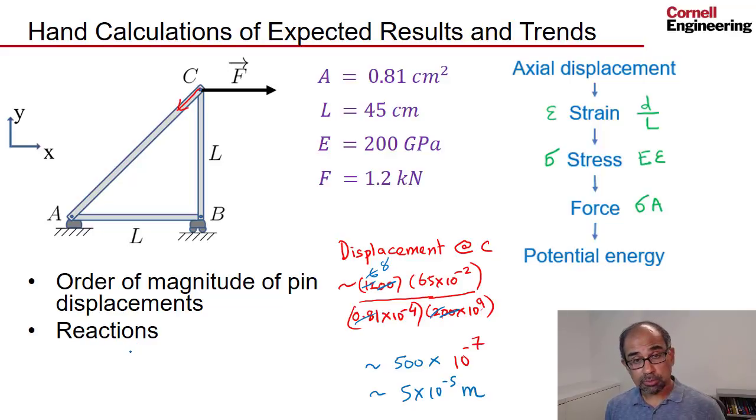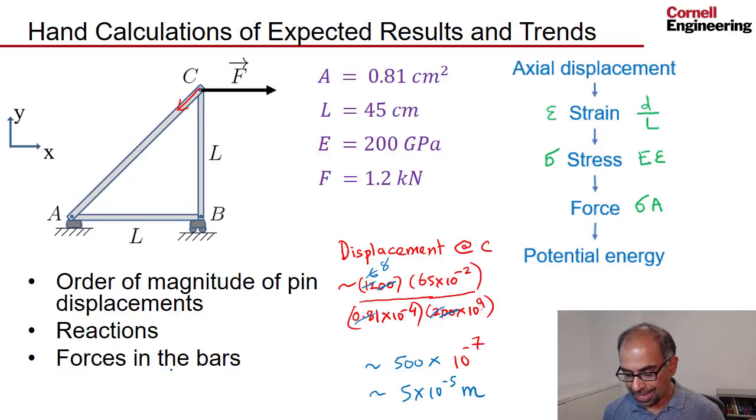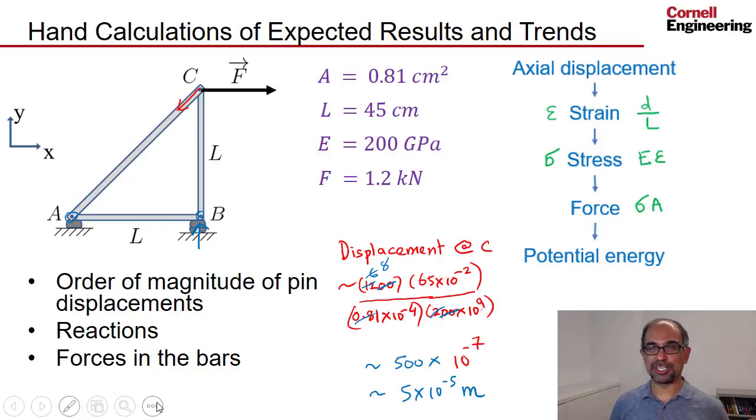And then we can also calculate the reactions at A and B, because this is a statically determinate truss. So you write a force balance in the x direction and the y direction, and then a moment balance, and you'll get the reactions. I'll let you calculate that. And then from the reactions, if you do a force balance at pin C, once you know this reaction, you can figure out what the force is in these bars, and then you can do a force balance at pin A. Knowing the reactions, you can figure out what the force is in AC. So you can get the forces in the bars. Again, I'll let you do that.